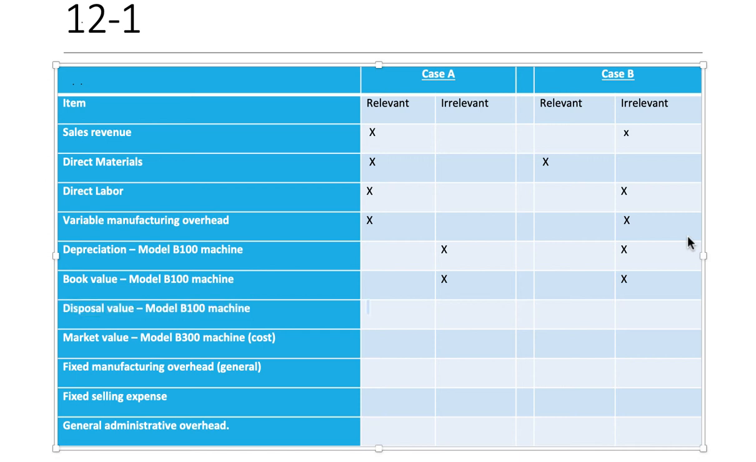Now let's look at case A. Okay. Case A wants us to look at the disposal of model B100.